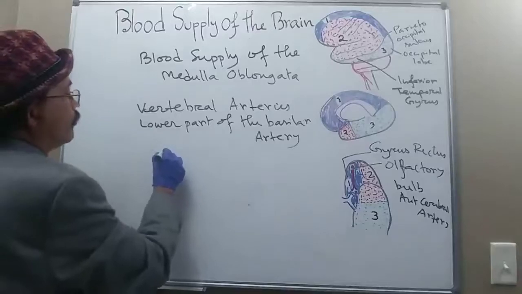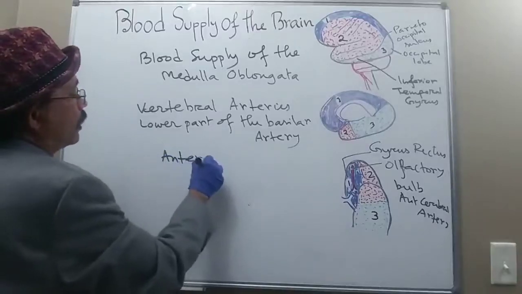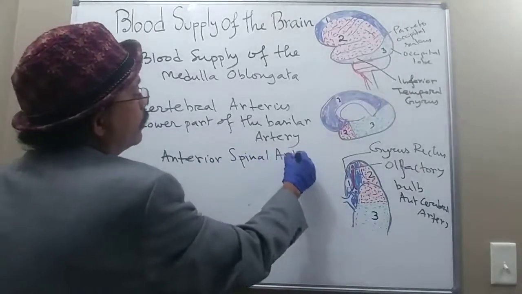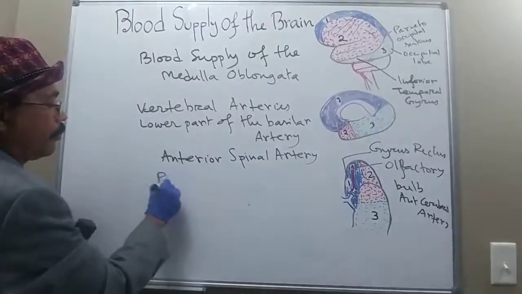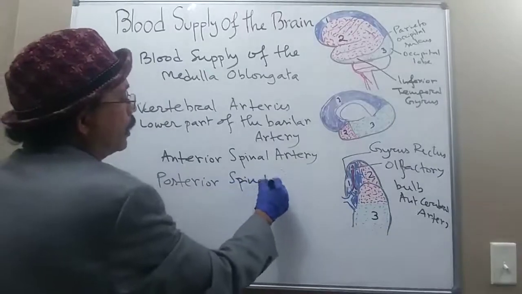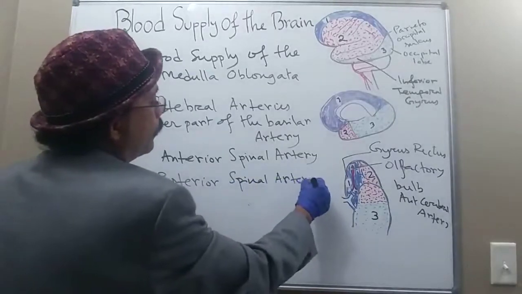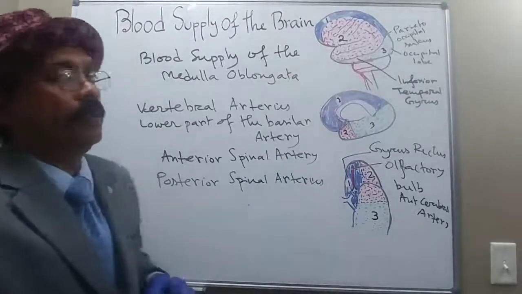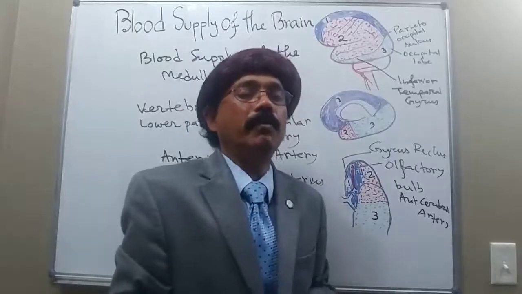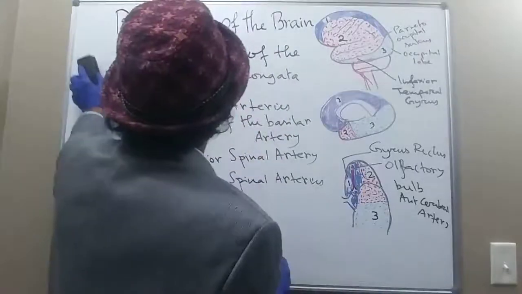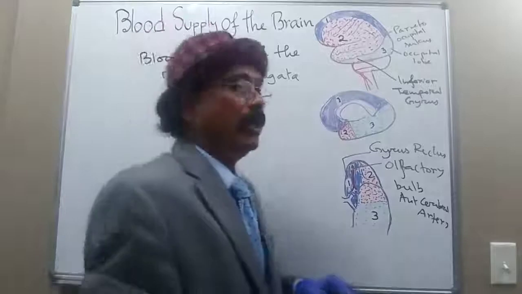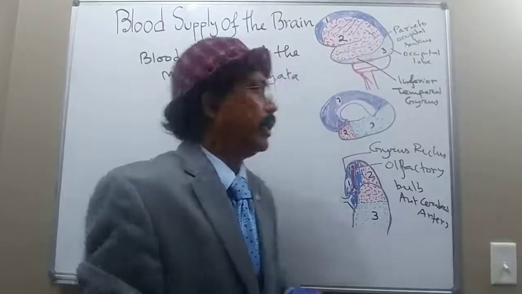It will also get contribution from the anterior spinal artery and posterior spinal arteries. We got the blood supply of the cerebrum, cerebellum, midbrain, and medulla oblongata. Now, what is the blood supply inside the brain? Blood supply of the thalamus, hypothalamus, and the basal ganglia.